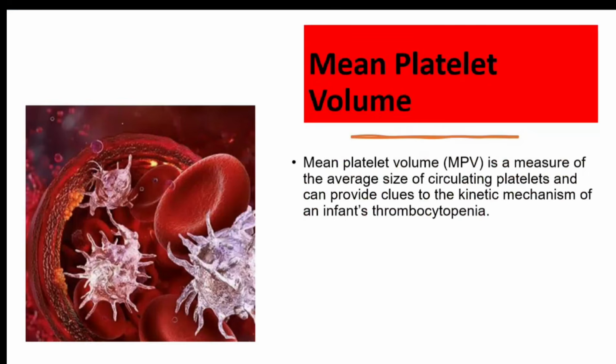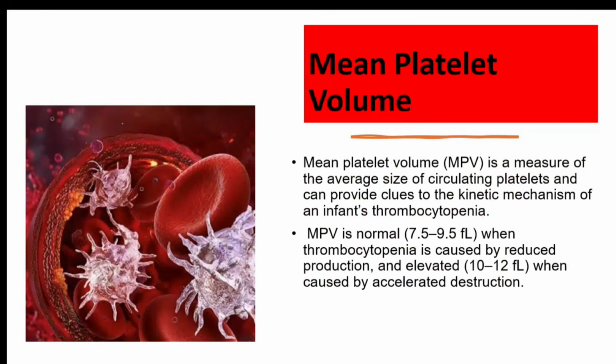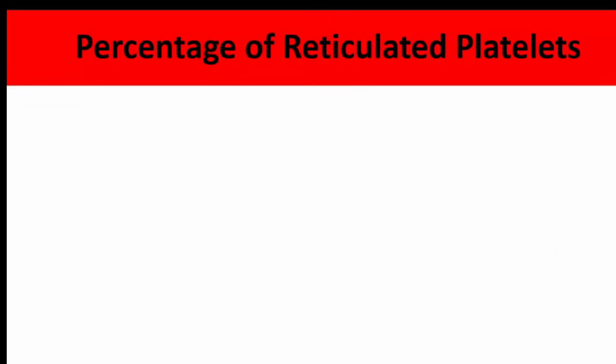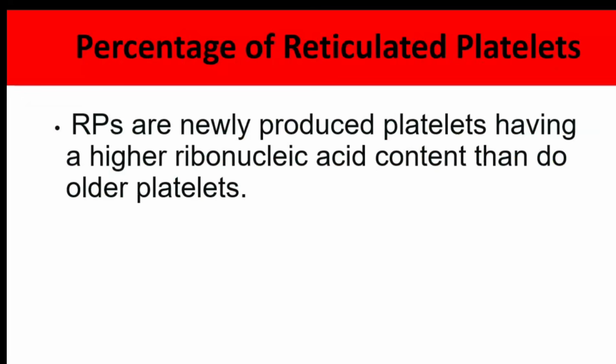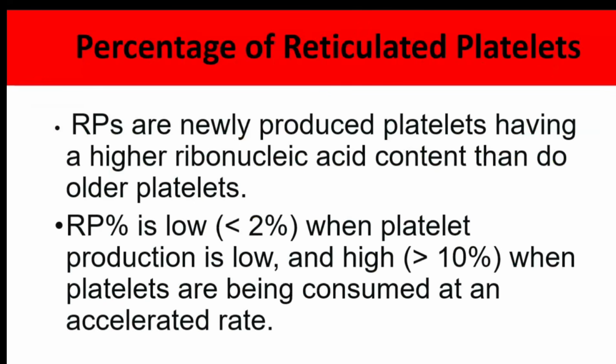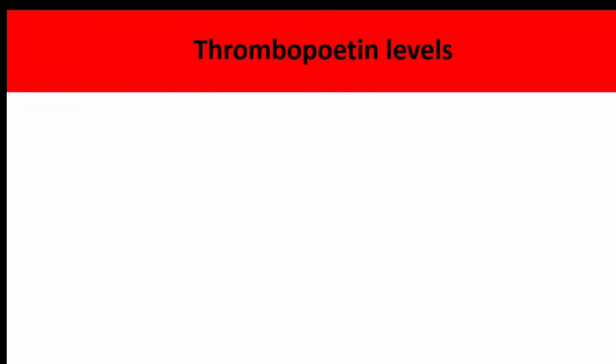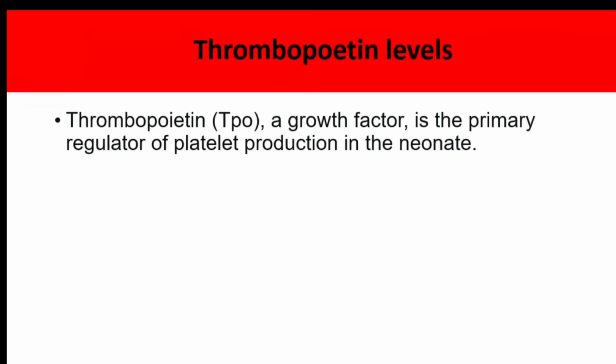When they enter the circulation, some of them will be larger in size, some of them will be normal in size. So the mean platelet volume will be on the higher side. Okay, and so if you have a child where the mean platelet volume is on the higher side, you can assume that it is because of the increased destruction. Reticulated platelets, again similar to the reticulocytes, the immature platelets which are entering into the circulation can be detected. And if the amount is high, that is more than 10%, again you can say that there is increased consumption of the platelets. And lastly, the thrombopoietin levels.